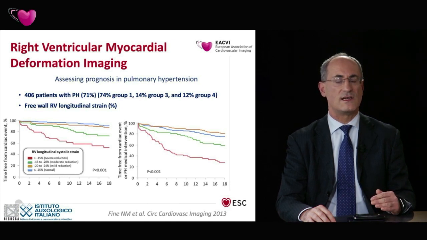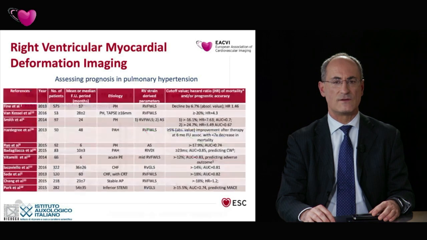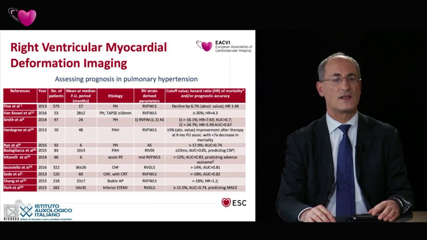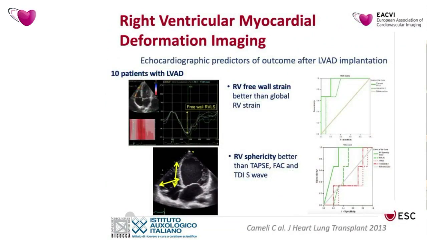And according to the different cutoffs, you see that the more severe the dysfunction, the more severe the prognosis of those patients. In pulmonary hypertension, there are a lot of studies. I have just summarized them in these slides. We don't need to read that, but just to see how active the research is in this field.